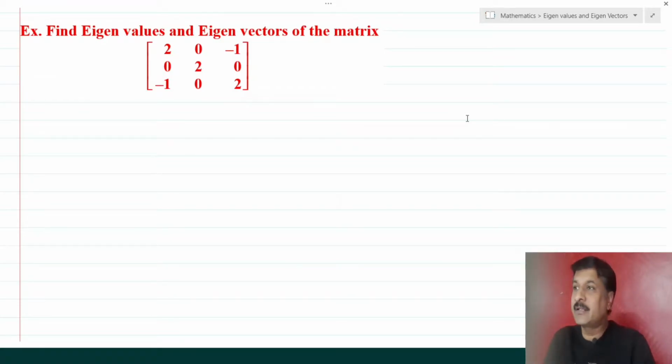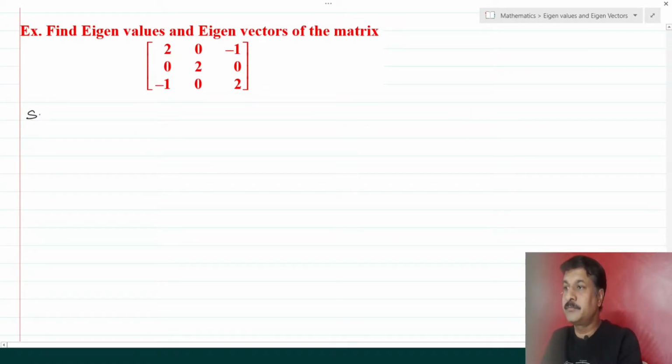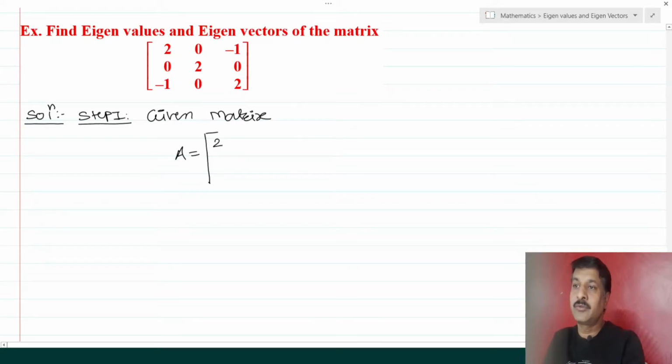Hello student, continue the topic eigenvalues and eigenvectors. So here is an example: find the eigenvalues and eigenvectors of the matrix 2 0 minus 1, 0 2 0, minus 1 0 2. Solution. In the first step we will find the eigenvalues. The given matrix we denote as A. So the matrix is 2 0 minus 1 row-wise, 0 2 0, and minus 1 0 2.